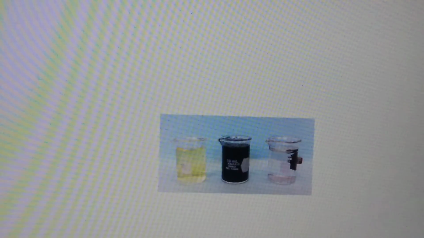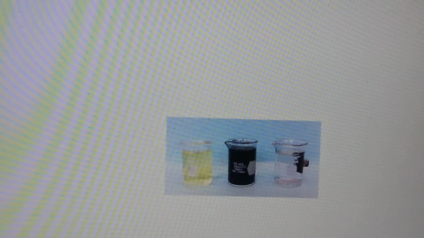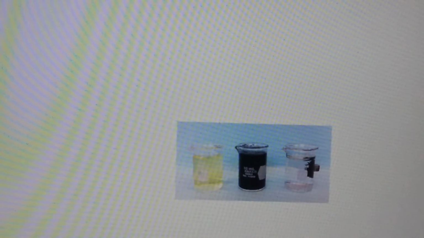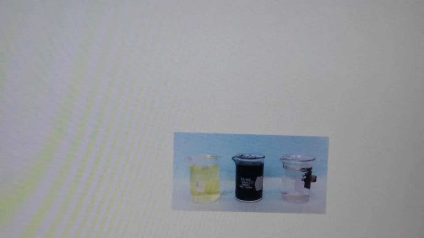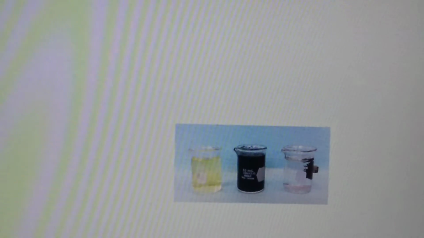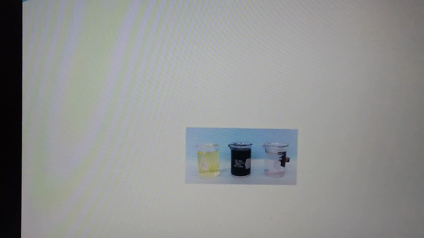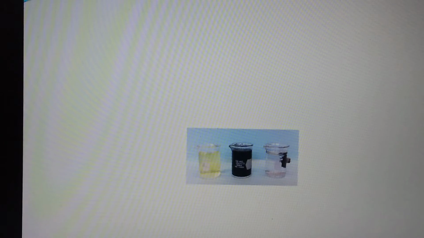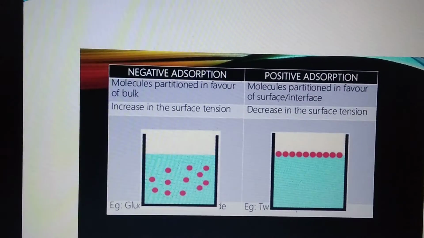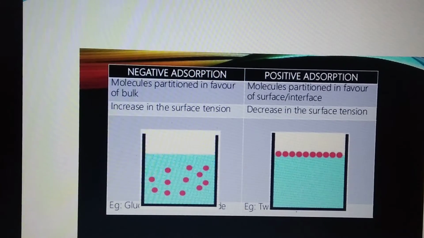the solvent is not adsorbed by the charcoal. Only the solute, meaning the smaller amount of the substance which we added in the solvent to form a solution, is known as the solute. The charcoal adsorbs the solute and leaves the solvent. It is an example of positive adsorption. In negative adsorption, the molecules favor the bulk, with an increase in surface tension. In positive adsorption, there is a decrease in surface tension.